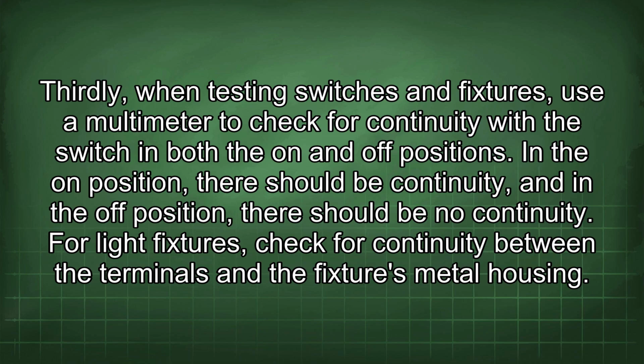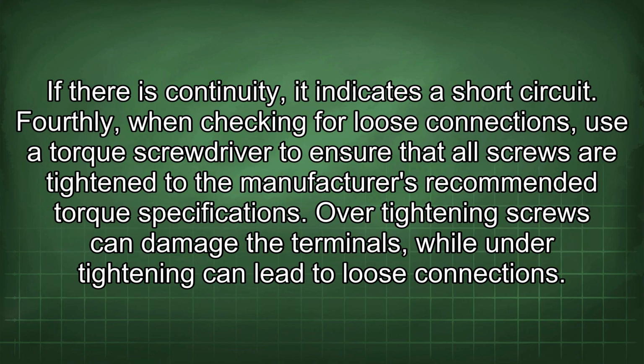Thirdly, when testing switches and fixtures, use a multimeter to check for continuity with the switch in both the on and off positions. In the on position, there should be continuity, and in the off position, there should be no continuity. For light fixtures, check for continuity between the terminals and the fixture's metal housing. If there is continuity, it indicates a short circuit.